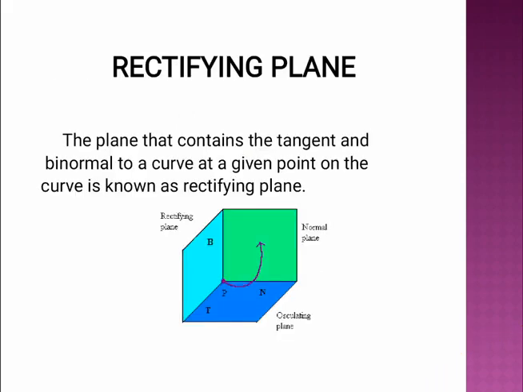The next one is the rectifying plane. The plane that contains the tangent and binormal to a curve at a given point on the curve is known as the rectifying plane. Consider the following figure. In this figure, there is an osculating plane, normal plane, also the tangent line and normal line, which is spanned by the binormal vector capital B. So, the plane on which the tangent and binormal vectors lie is known as the rectifying plane.